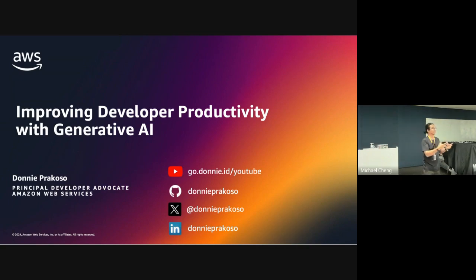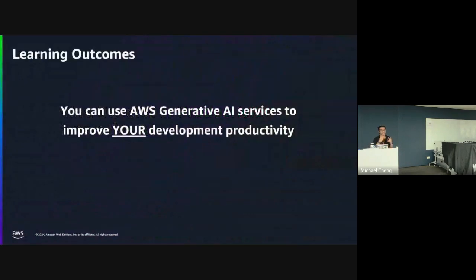AI to build something. And in this session, I'm going to build with Python because we have Max here. Where is Max? Oh, this is Max. Max, if you haven't known about him, Max here is the current leader of Python User Group Singapore. Yeah, so usually I code in Go, but because you are here, I respect you. We're going to do it in Python. Okay, so this is the learning outcome: you can use AWS Generative AI services today to improve your development productivity.